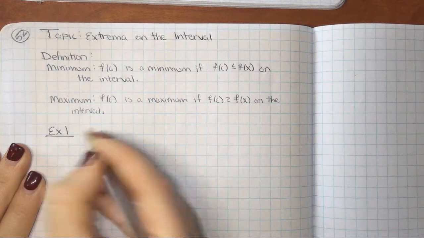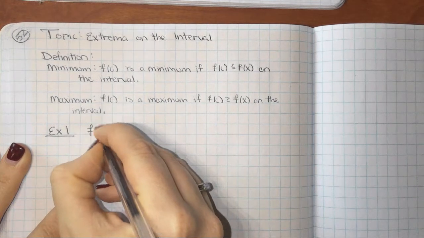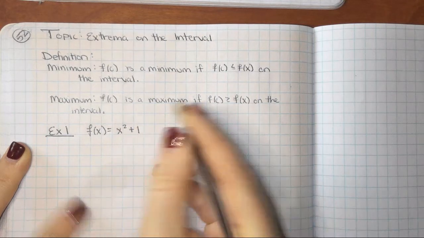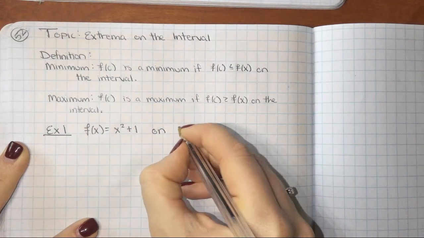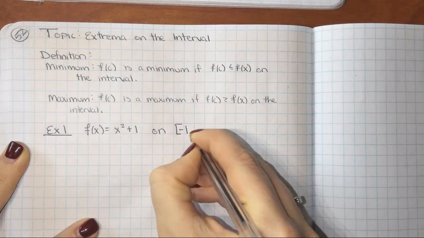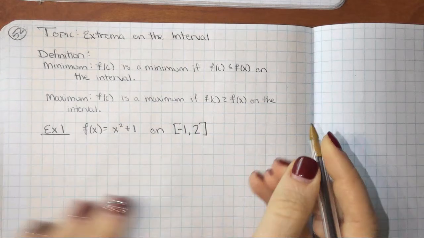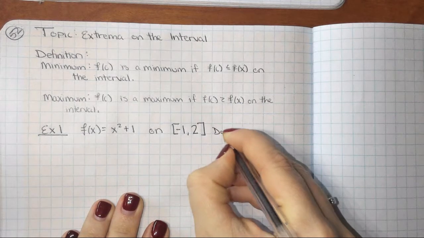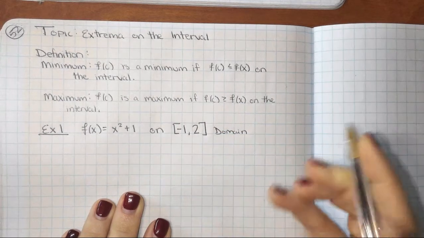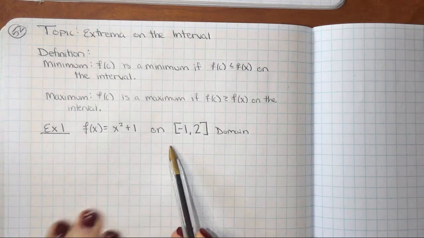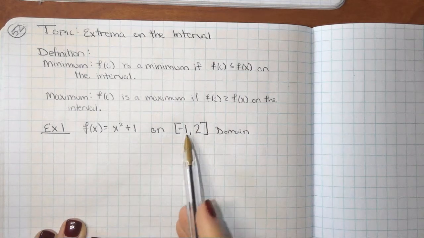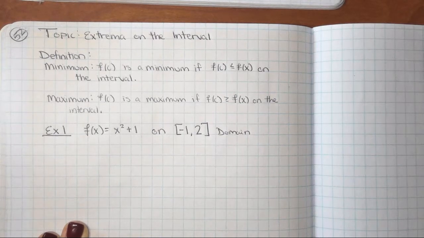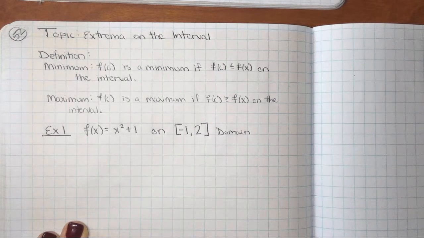So for example 1, let's say f of x is equal to x squared plus 1 on the interval -1 to 2. Okay. So again, this is my domain for this function. That means I'm not allowed to have anything that's less than -1, and I'm not allowed to have anything that's greater than 2. Okay. So what do we know about this function before we even start?